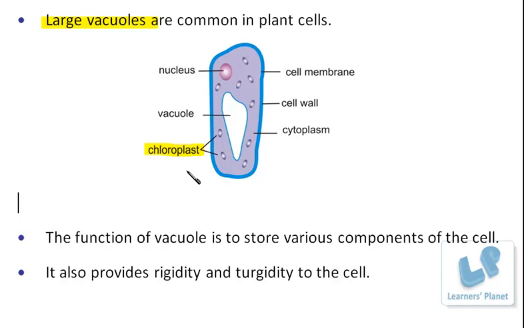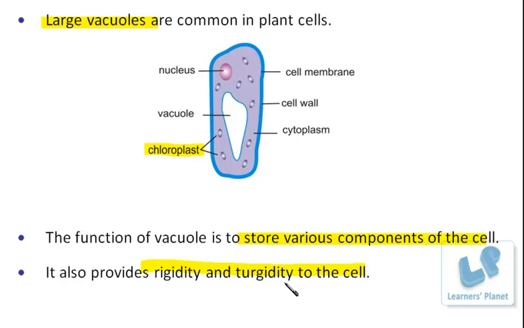Now, before proceeding towards the chloroplast, let me tell you what the function of the vacuole is. Why is it present? I said it is an empty space surrounded by the membrane, and then different things are filled inside. So actually the function of the vacuole is to store various components of the cell. The cells are secreting some material, right? So those secretions or materials are filled inside the vacuoles. Besides that, it provides rigidity and turgidity to the cell. Rigidity and turgidity actually help in maintaining the shape of the cell. It provides the mechanical strength to the cell, and that is the important function of the vacuole.